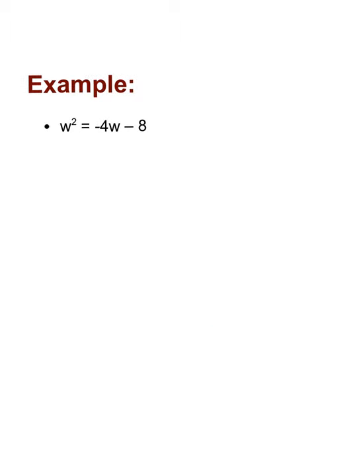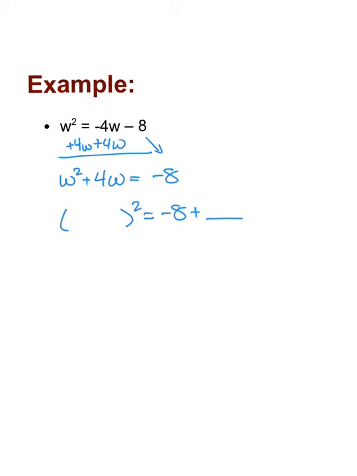Next one. First thing we want to do is check. We want the letters on the left and the numbers on the right. So in this case, I have to add 4w to both sides. So now I have w squared plus 4w equals, and I'm going to copy this down, negative 8. Next, I'm going to write my set of parentheses, squared equals the answer plus blank. I'm going to put a w there because that's my variable for this question.